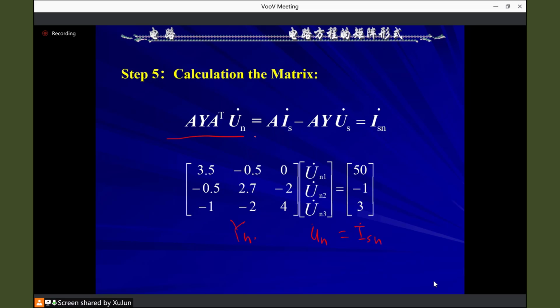So for this function, this is the node voltage method. Node voltage method matrix form. We have introduced the loop current. Loop current matrix form.